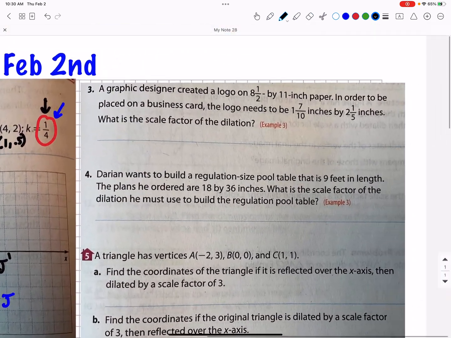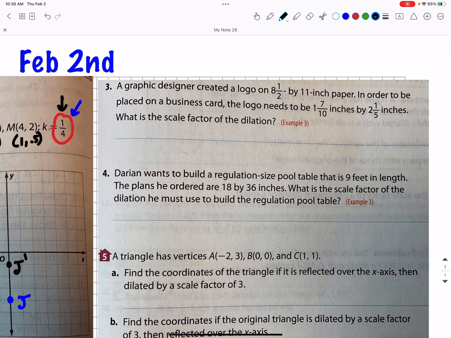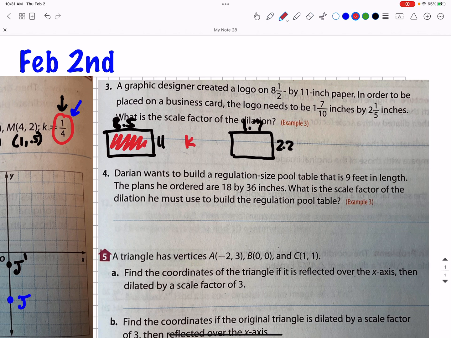Okay, a graphic designer created a logo that's 8.5 by 11, so we can say 8.5 by 11. And now we want to get it to go to 1.7 by 2.2, 2 1/5. Anyway, we basically have to multiply our big paper by something, we'll call it K, to shrink it down to our small paper. So what are we multiplying our big paper by to get to our small paper?